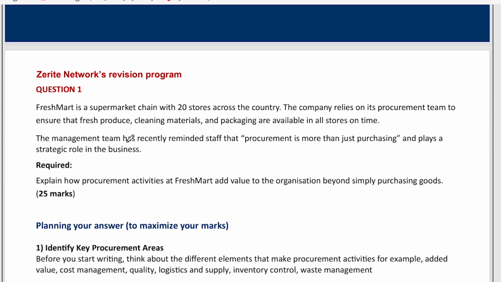So, here's another question. Now, the question that we looked at simply talked about the role of procurement. But let's start with something simple, like what exactly is the difference between purchasing and procurement?